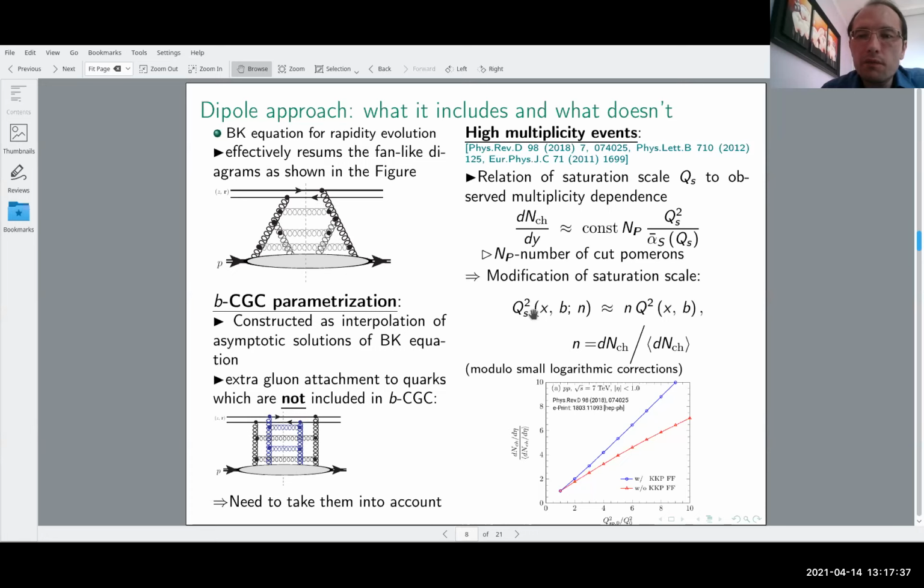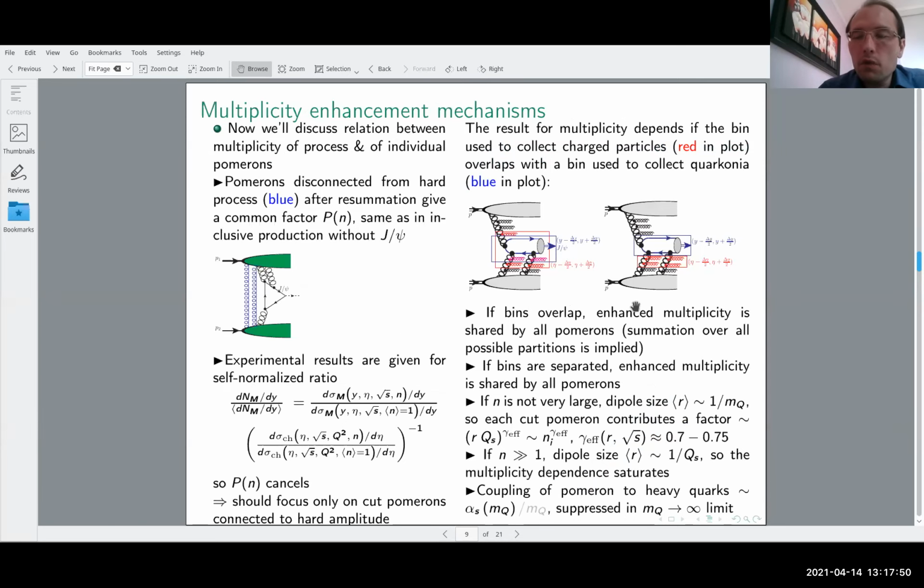And actually, it was found that the only thing which we need to take into account is that the saturation scale in high multiplicity events will scale as shown here. Actually, Q_s squared grows linearly with n. But I would like to emphasize that this is for a single gluon shower. Now we are going to discuss the multiplicity dependence of the whole process. We understand that there are a number of different possibilities to produce charged particles in final states, and we should consider them all.